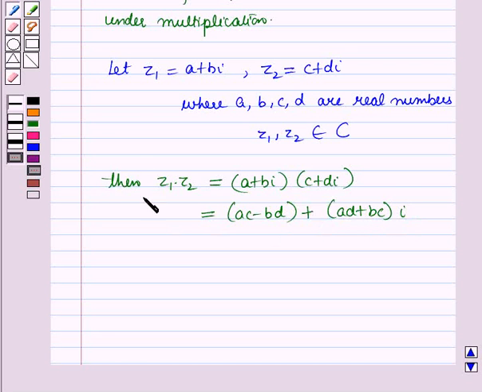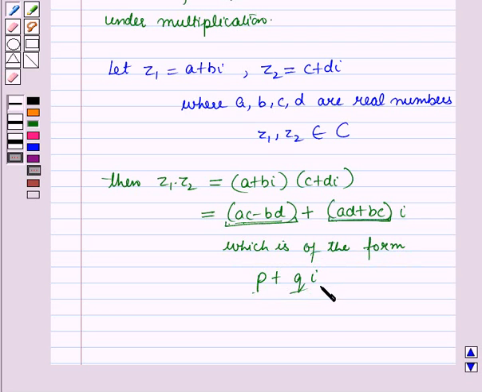Now as a, b, c and d are real numbers, therefore ac, bd, ad and bc will also be real numbers. And their addition and subtraction will also be real numbers. That means ac minus bd is also a real number and ad plus bc is also a real number, which is of the form p plus q iota, where p and q are real numbers. Therefore, z1 into z2 is also a complex number.